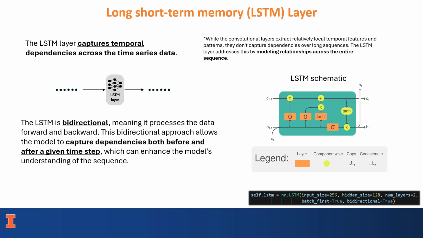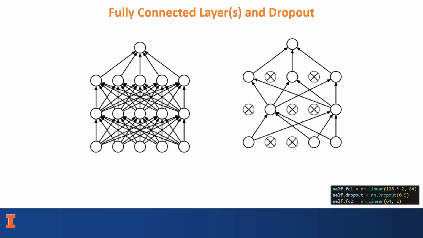The bidirectional LSTM layer captures temporal dependencies across EEG time series data, processing information both forward and backward to understand context around each time step. This enhances the model's ability to learn sequence patterns relevant to language processing. Then we build the fully connected layers to refine the extracted features for final classification. We use two fully connected layers to get to binary classification and introduce a dropout layer between them to prevent overfitting.